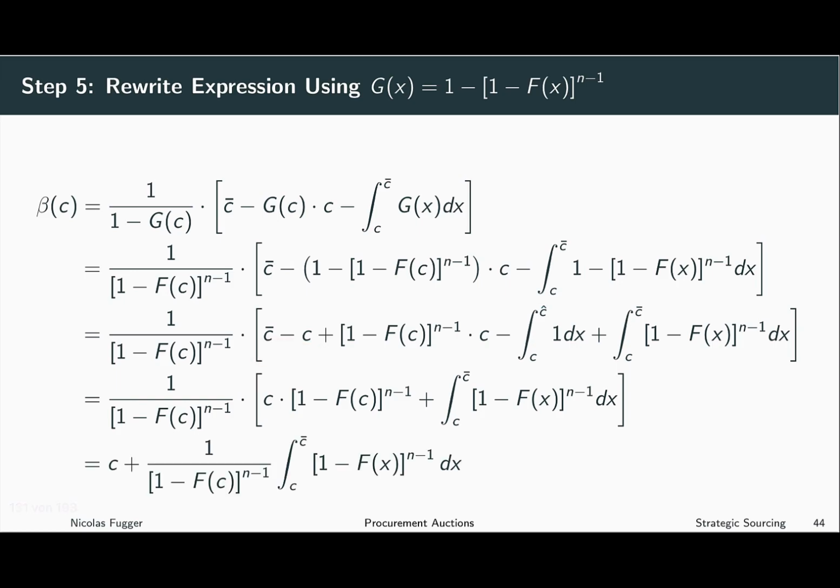Now in the last step on this slide, what we do is we just multiply this term with what we have in the bracket, and we get that our optimal bid is just c plus this integral divided by this term.